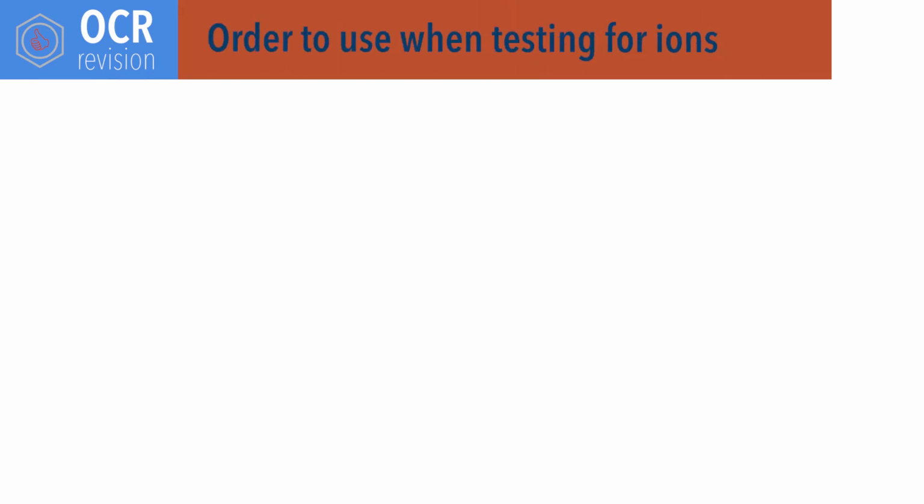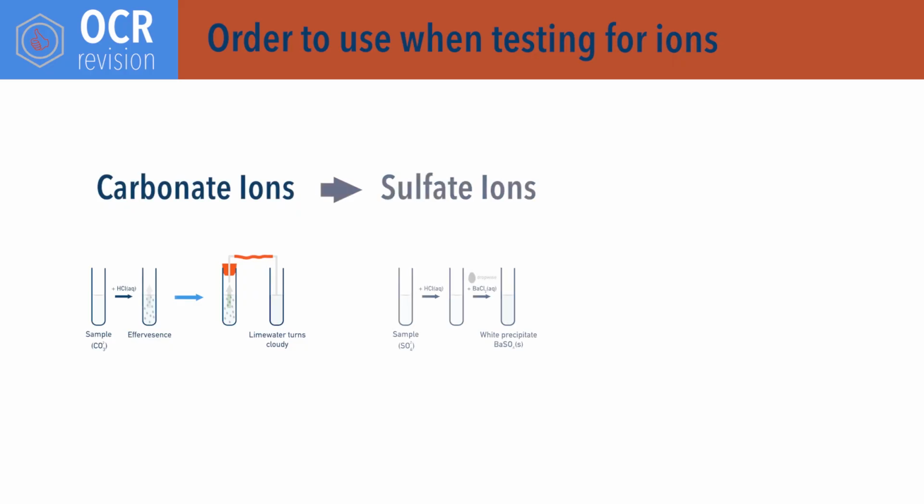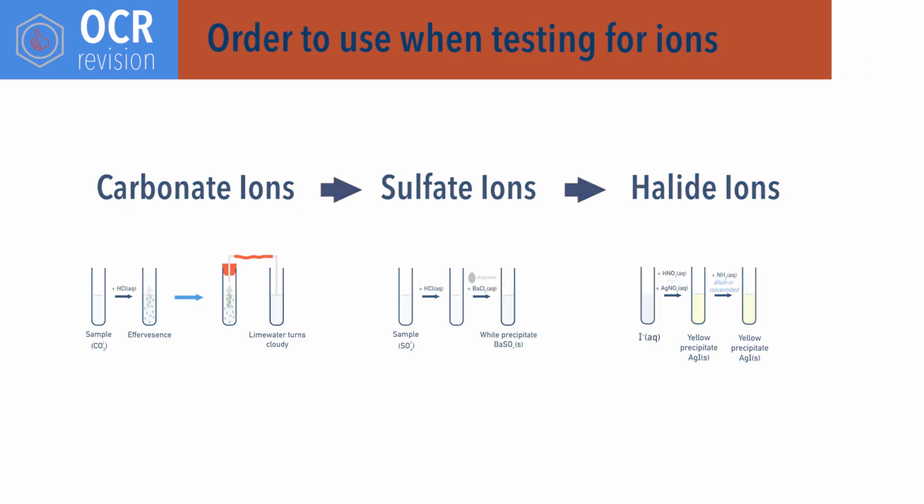As a final note, the correct order to use when testing for ions is to test for carbonate ions, then sulfate ions, and then halide ions.